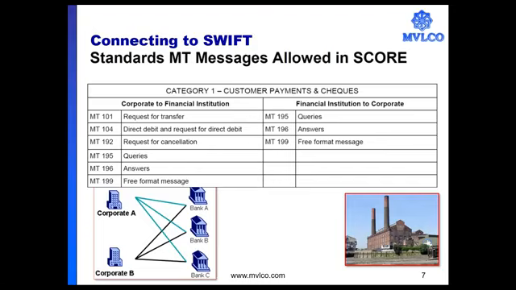In addition to the 101 and the 104, a corporate using SCORE can also send MT192, MT195, a query, MT196, the answer, and the MT199. What a bank can send to a corporate is an MT195, an MT196, and an MT199. This is about category 1 messages, which corporates can send to the financial institutions and what the financial institutions can send to the corporate.